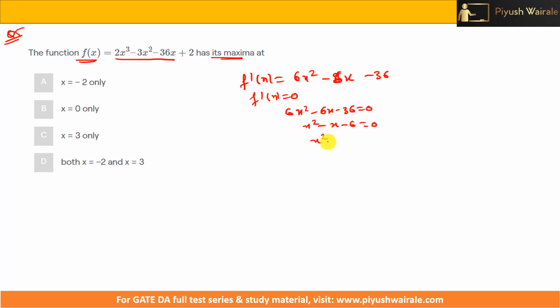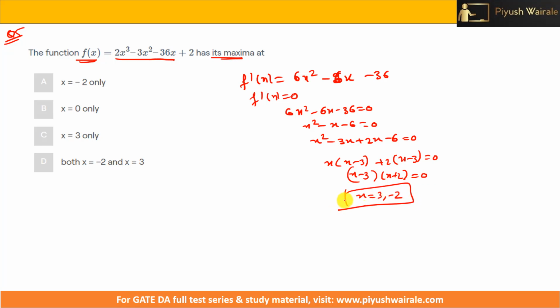That is basically x square minus 3x plus 2x minus 6 equals 0, right? So x common, that is x minus 3, plus 2 common, x minus 3 equals 0. So x minus 3 and x plus 2 equals 0. It means x equals 3 and minus 2 are my stationary points. Again, in order to find out maxima and minima, differentiate this f dash of x again. So f double dash of x will be 12x minus 6.